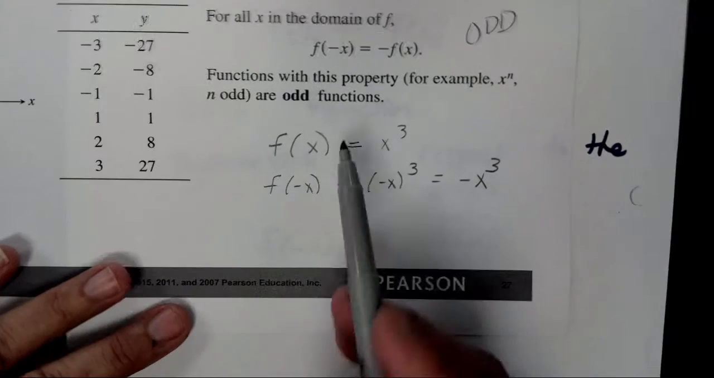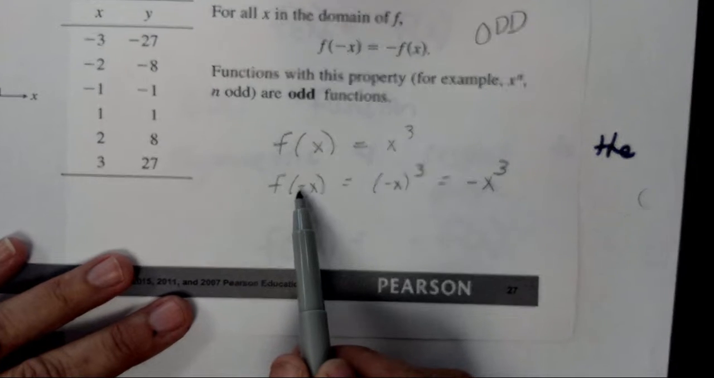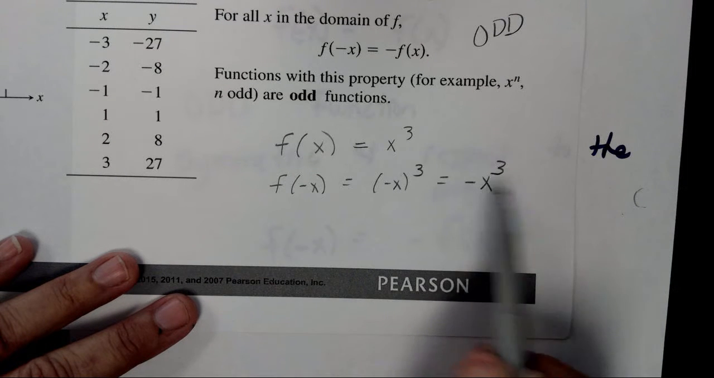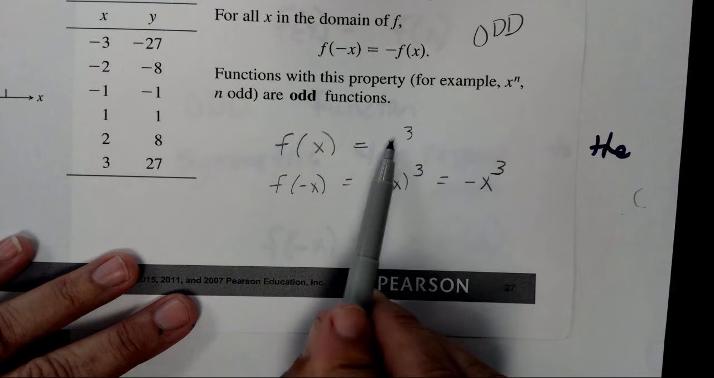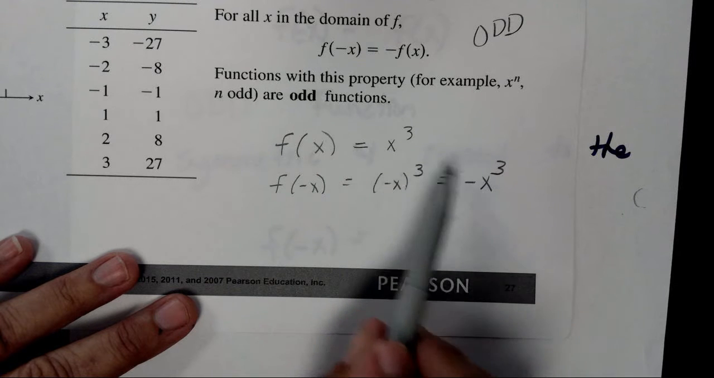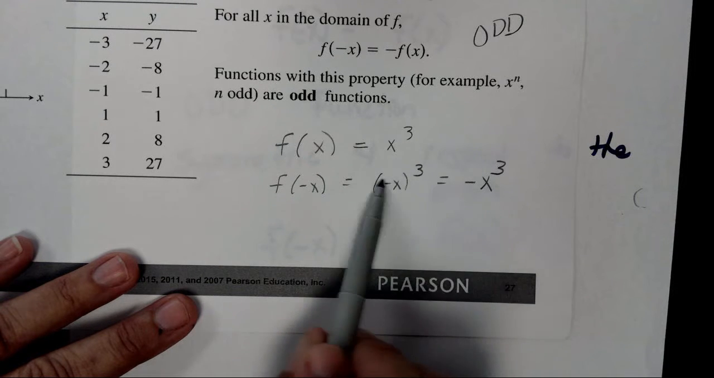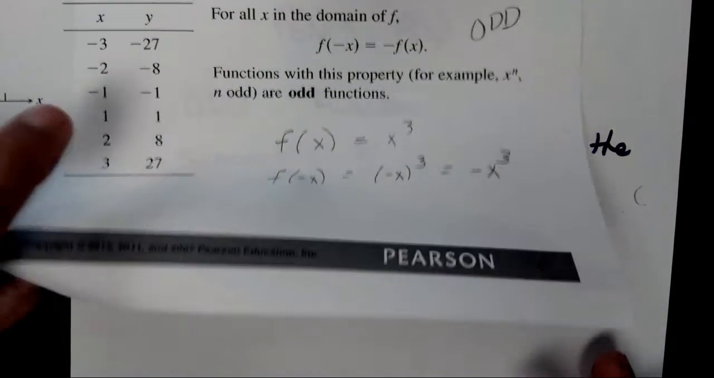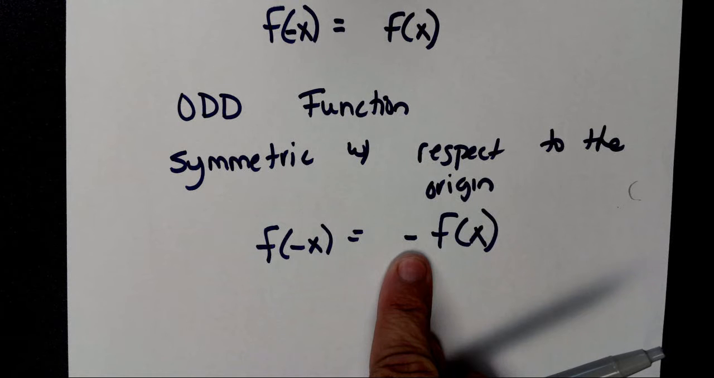Algebraically, if I replace x with negative x, what is negative x times negative x times negative x? Negative x cubed. So if this is the opposite of what I started with, then it is an odd function, okay? This does not mean inverse. It means opposite. It is the opposite of the original function, okay?